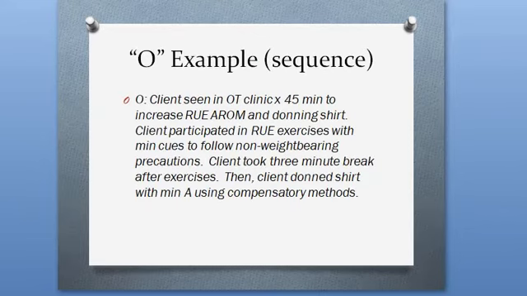Oh, here's a better example, probably. Okay. Client seen in OT clinic times 40 for 45 minutes to increase right upper extremity active range of motion and donning shirt. Client participated in right upper extremity exercises with minimal cues to follow non-weight-bearing precautions. Client took 3-minute rest break after exercise. Then client donned shirt with minimal assist using compensatory methods. So that's a great little paragraph objective.